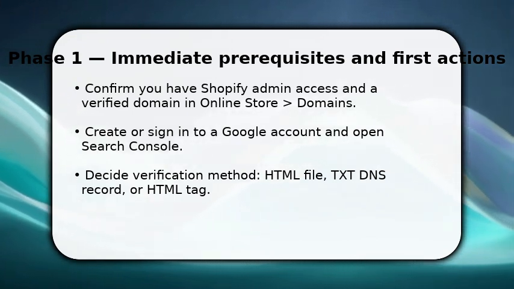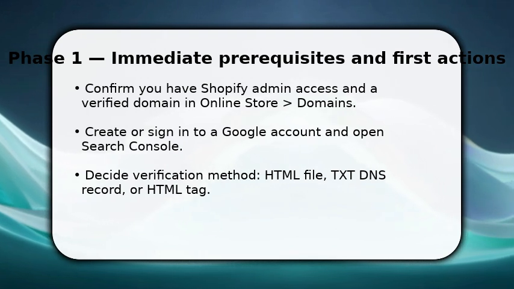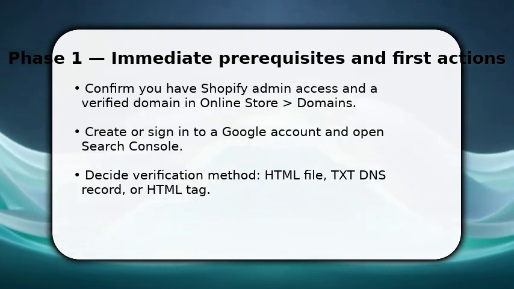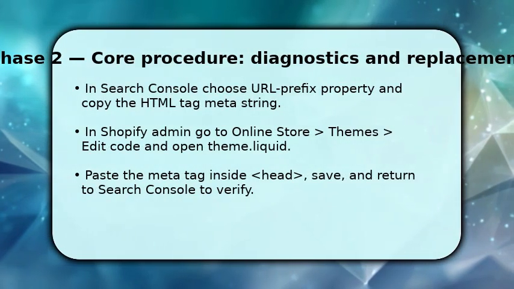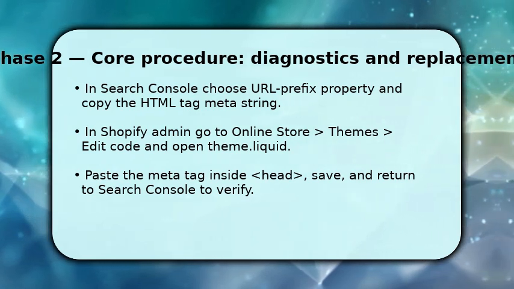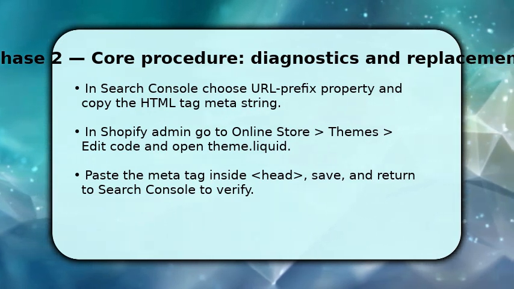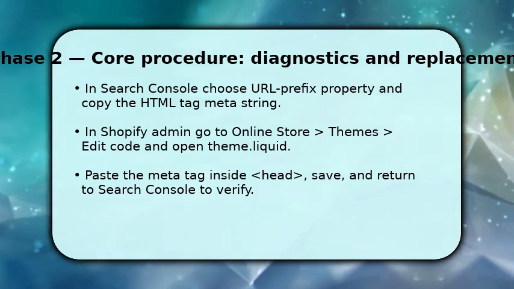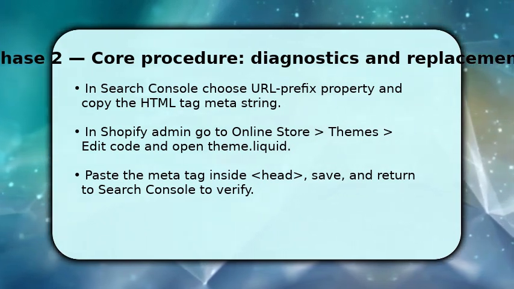I'll show the HTML tag path first because it avoids DNS changes, and it's quicker when you need immediate Search Console access. Once you copy the HTML meta tag from Search Console, go to Shopify Admin and open Online Store, then Themes. Make sure to edit code for the live theme. Open theme.liquid and paste the tag inside the head section, above the closing head tag. Save changes and give Shopify a few seconds to publish them.